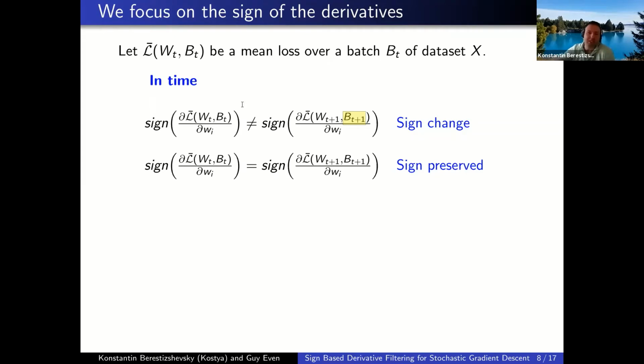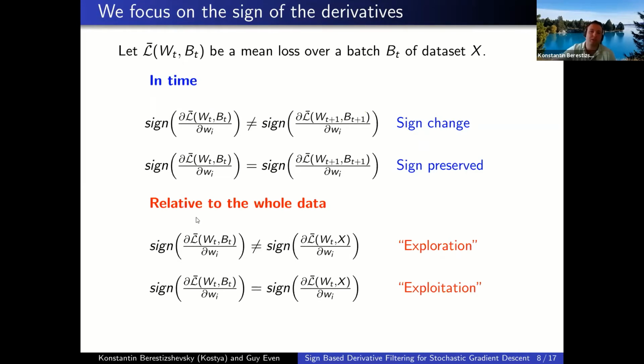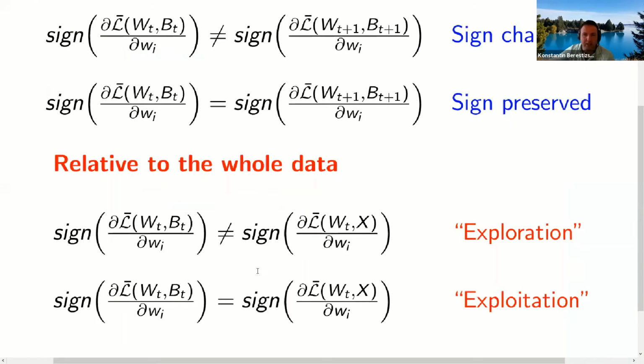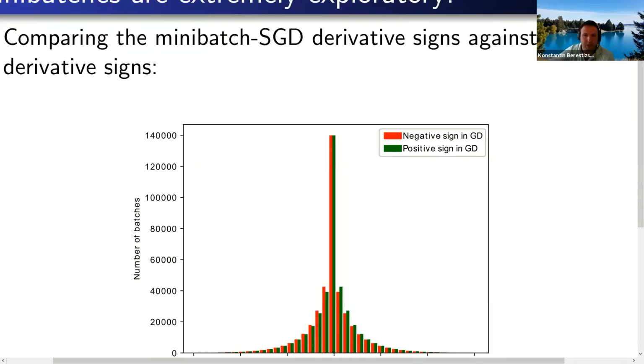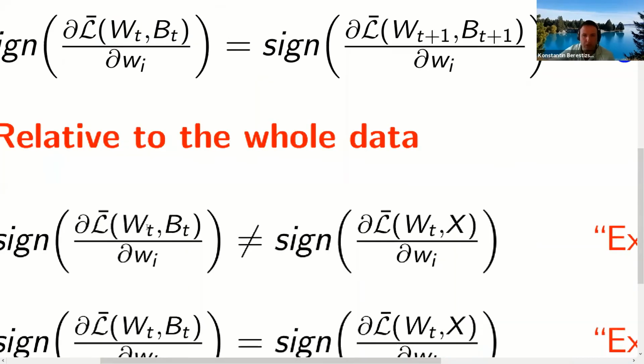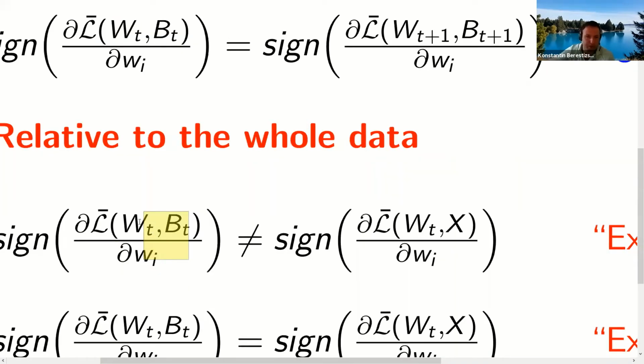This whole discussion about changing in time can lead us to an interesting study of compression of gradients, which is very useful for distributed training, for example. But I'm not going to deal with this one, but instead I'm going to do a slightly different sign change observation. I want to look at the sign of a derivative and compare it to the sign of the same partial derivative, but taken across the entire data set.